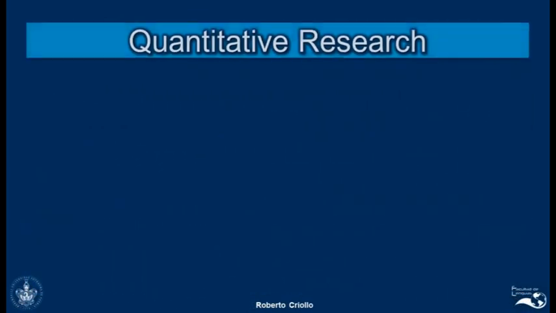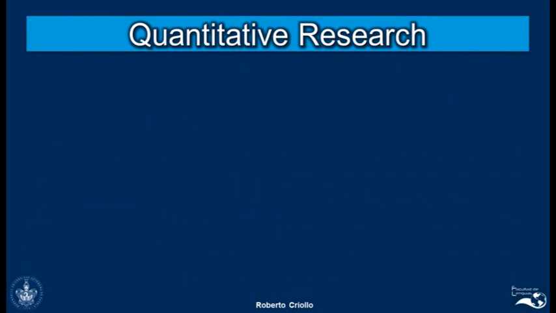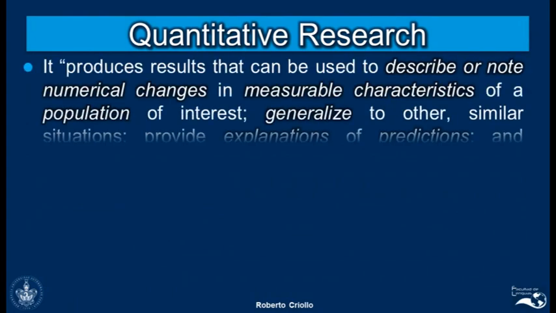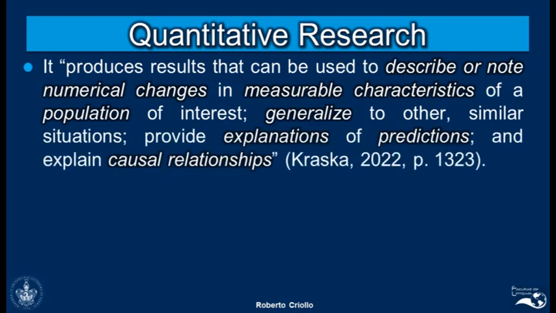Now let's look at the definition of quantitative research, because it's going to be important in the discussion of correlational and experimental research. First of all, we can say that quantitative research is the one that produces results that can be used to describe or note numerical changes in measurable characteristics of a population of interest. That is, when we do experimental research, we will be able to generalize to other similar situations or populations, and then provide explanations or predictions, and explain obviously the causal relationships between different variables.